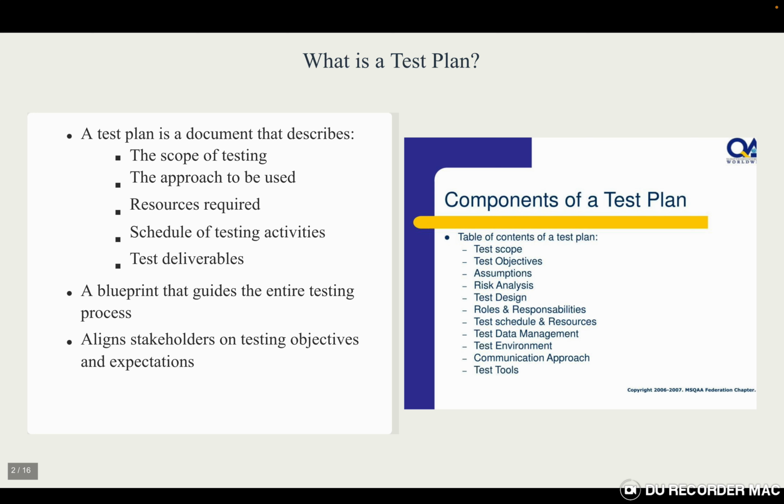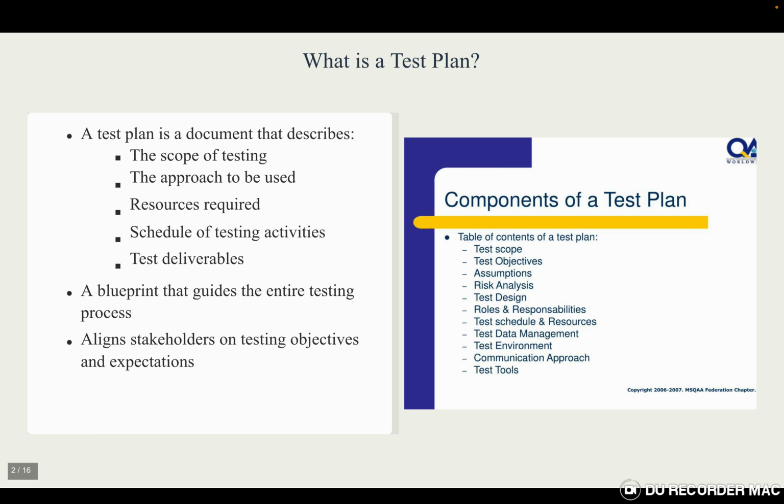If you see the old culture, we have it as test scope, test objective, assumptions, risk analysis, test design, roles and responsibilities, scheduling, test management, test environment, communication, and testing tools. All of these components added together is called a test plan. Okay. So we'll see one by one what they are in depth, and we'll start.